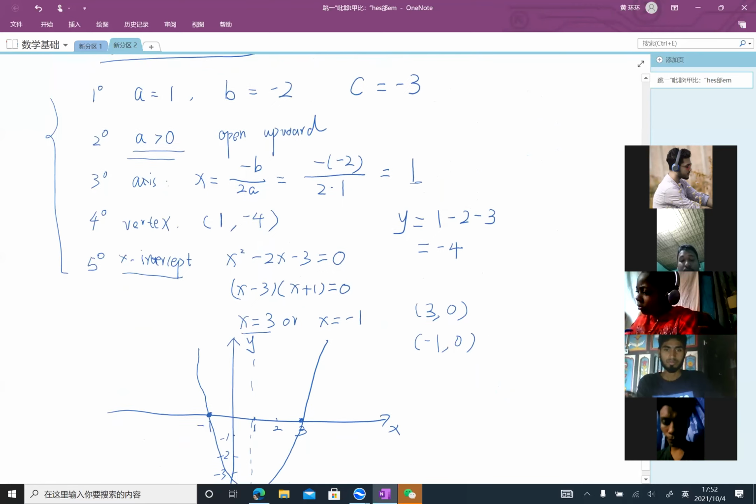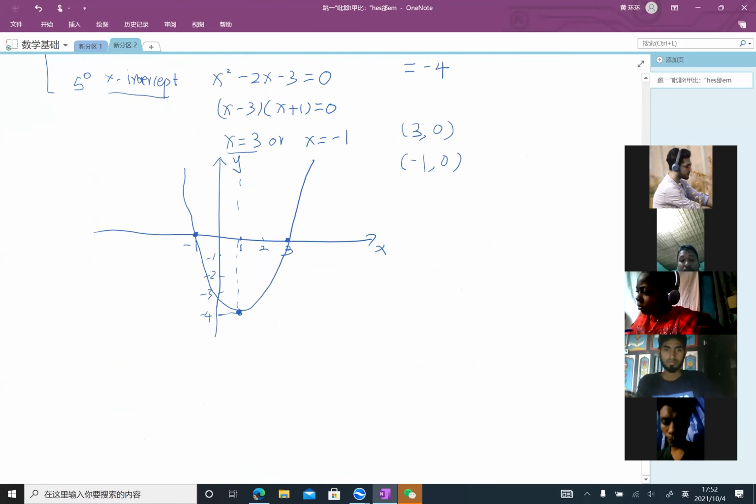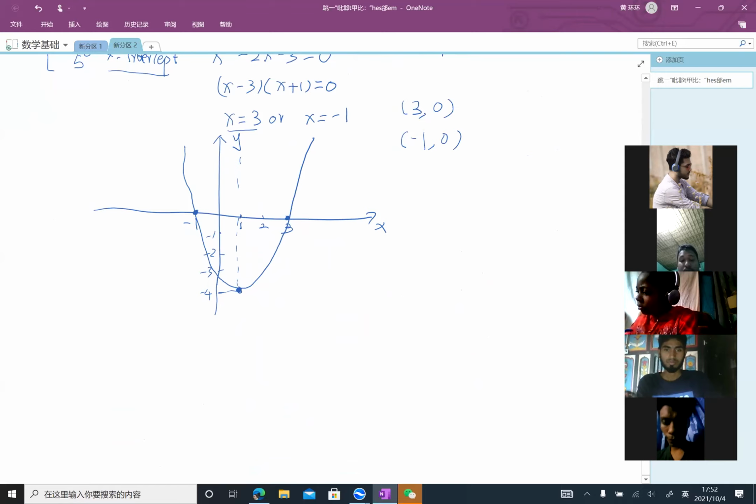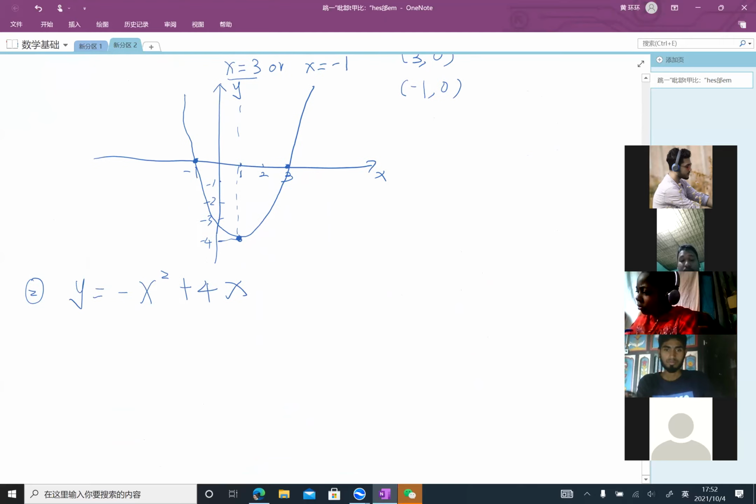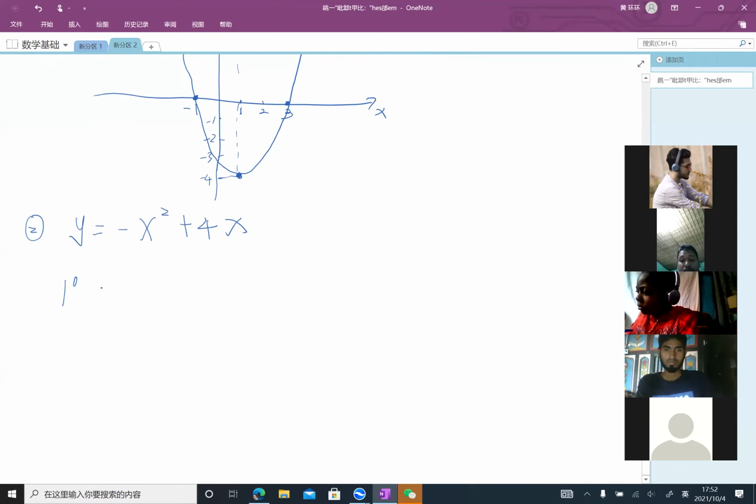Have you done it right? Yes, Professor. This is the first one. And the next is the third one. The third one is y is equal to negative x squared plus 4x. First for this parabola, a is equal to negative 1, b is equal to 4, and c is equal to 0.